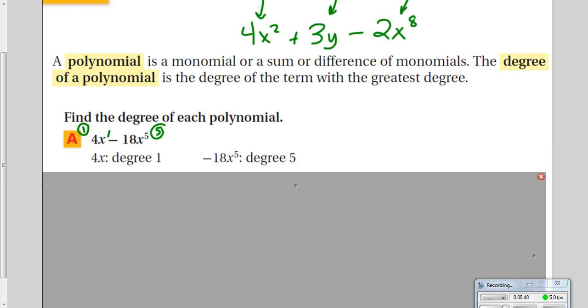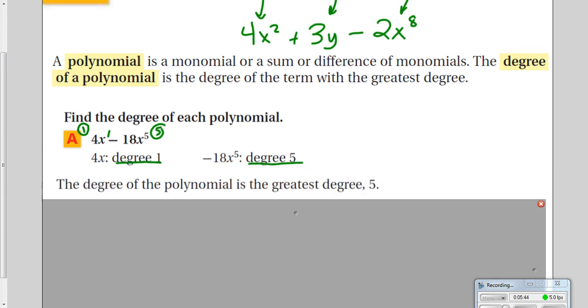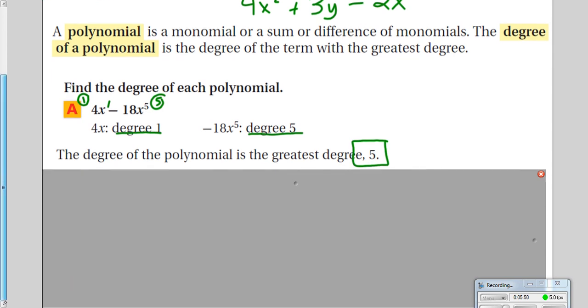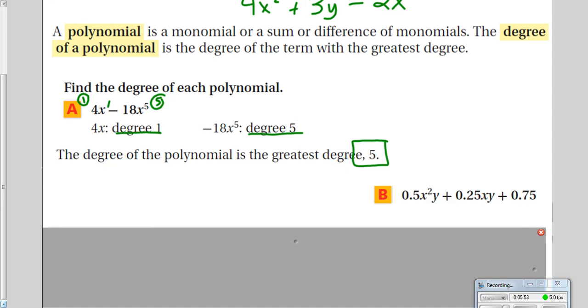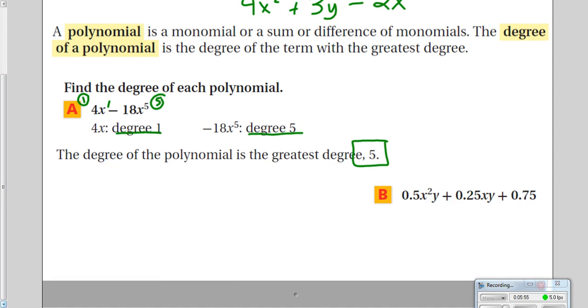So again, they've kind of spelled this out here. The degree is 1 for the first term. Degree is 5 for the second term. So the degree of the polynomial is the greatest one, which is 5. Okay? So let's look at the next one. It's over here on the side. We need to find the degree of each term individually by adding, and then see which one is the greatest.